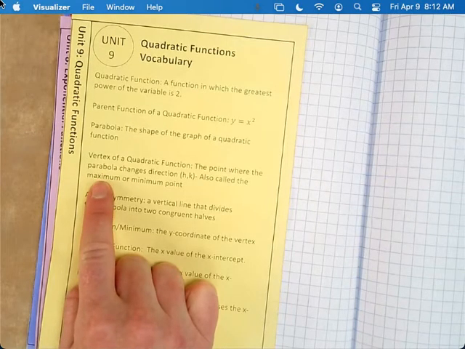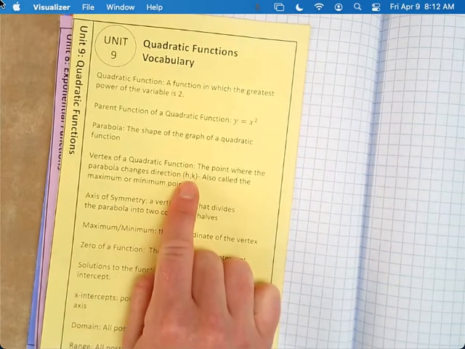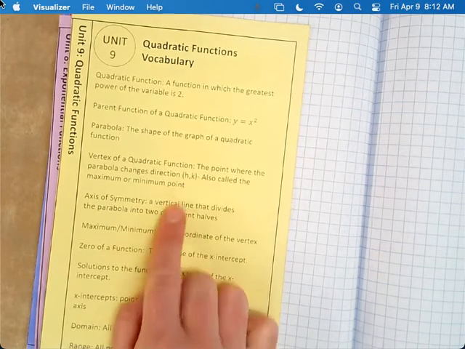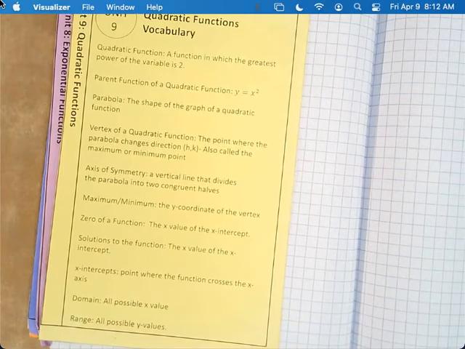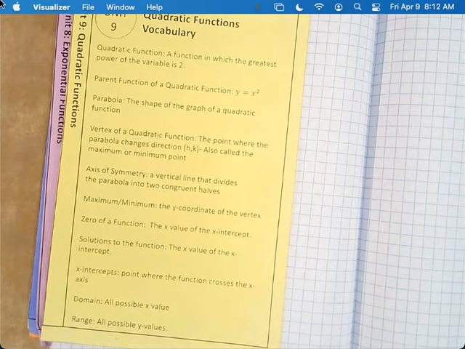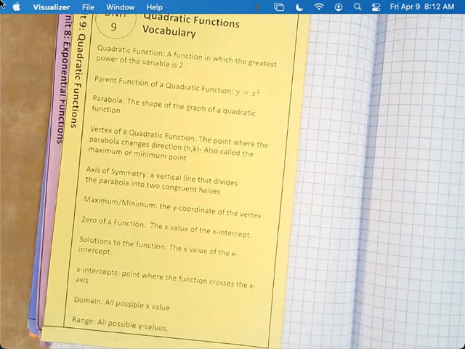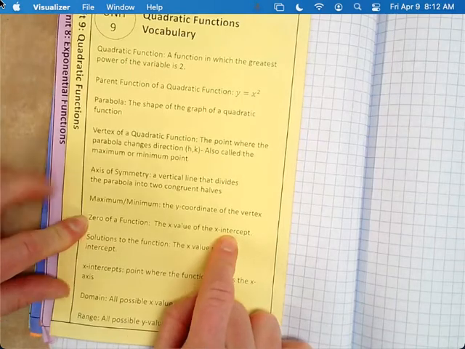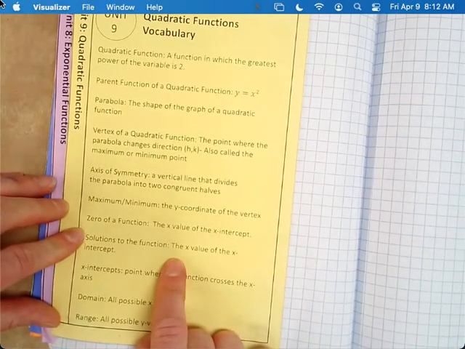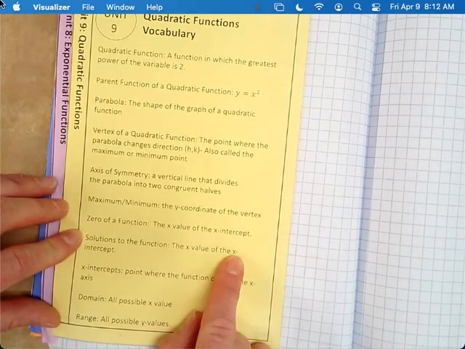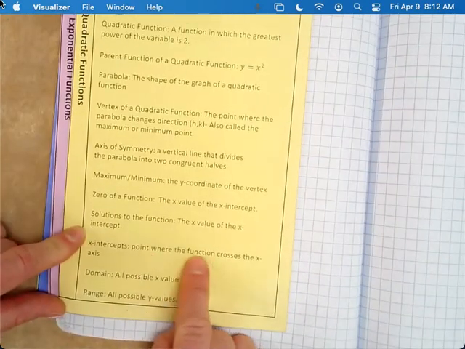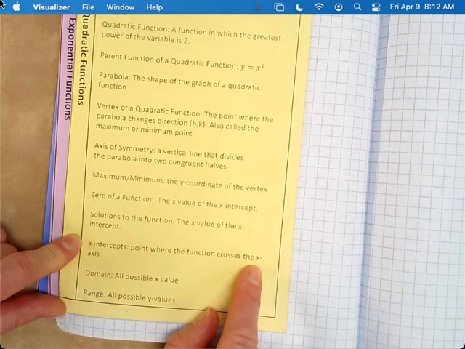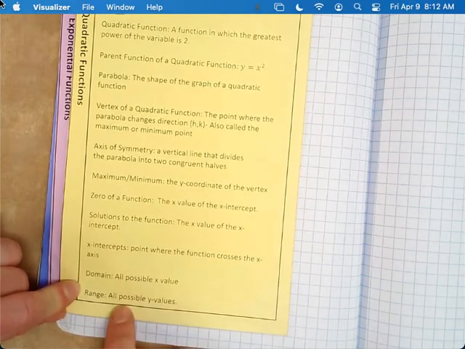Vertex is the point where the parabola changes direction, h of k, also called the maximum or minimum point. Axis of symmetry, a vertical line that divides a parabola into 2 congruent halves. Maximum, minimum, the y-coordinate of the vertex, so it's how high or how low the graph goes. Zeros, anytime you're asked for the 0, that always means your x-intercept. Solution to the function, the x value of the x-intercept. X-intercept, point where the function crosses the x-axis. Domain, all possible x's. Range, all possible y's.